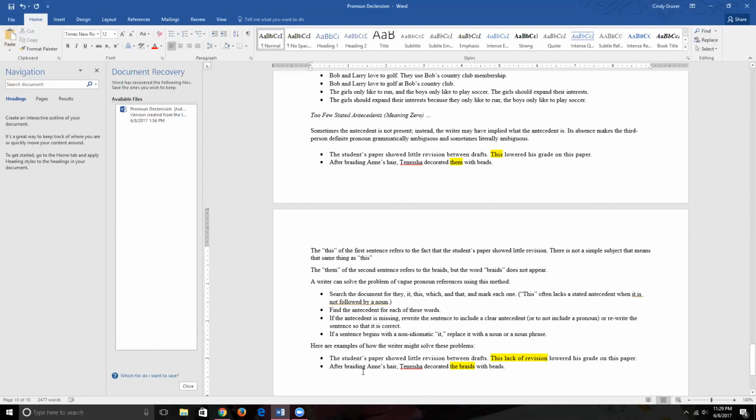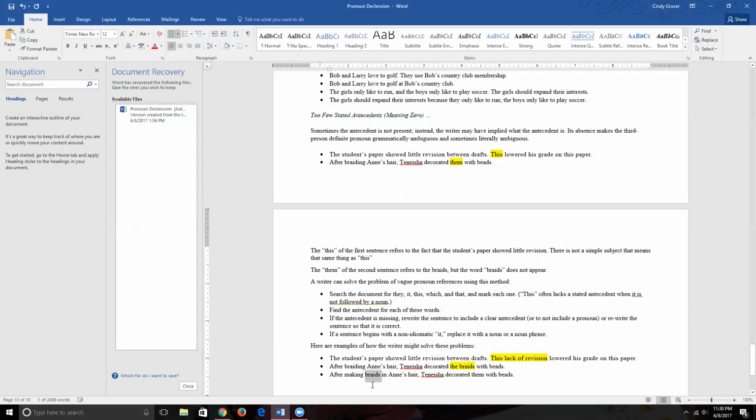our verb. Let's look at our last sentence, the one with Tanisha and Ann. After braiding Ann's hair, Tanisha decorated the braids with beads. So I just replaced them with the braids. I could have done something else. I could have said, after making braids in Ann's hair, Tanisha decorated them with beads. This also works. Now we have an antecedent. Now we actually are using the word braid, so the them is both literally unambiguous and grammatically unambiguous.